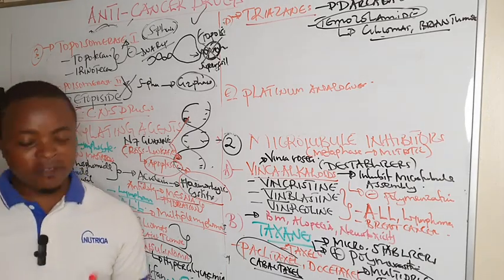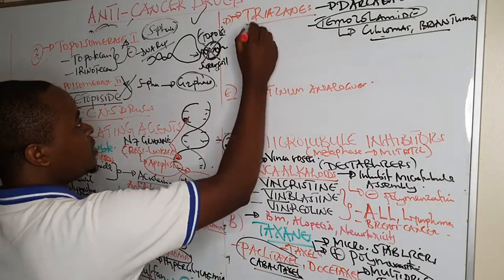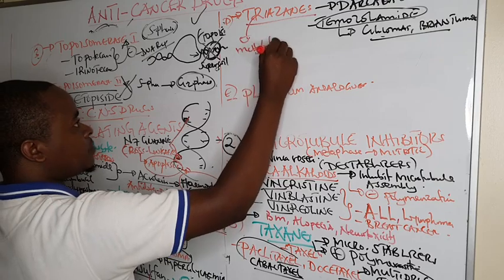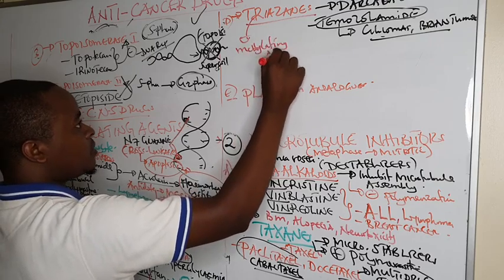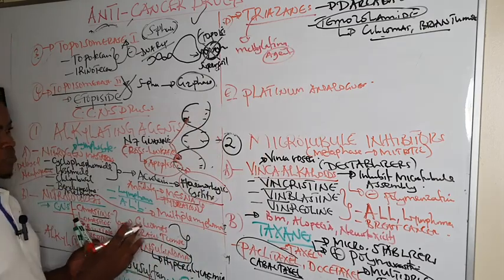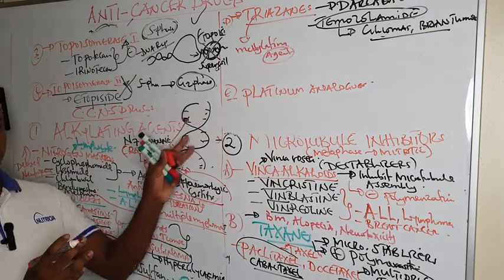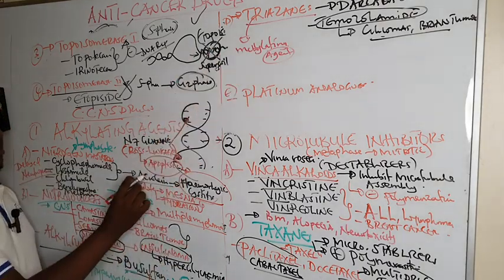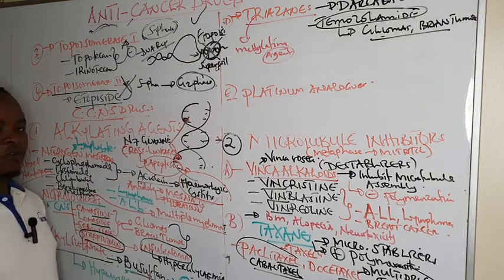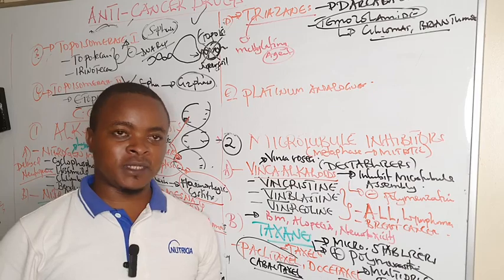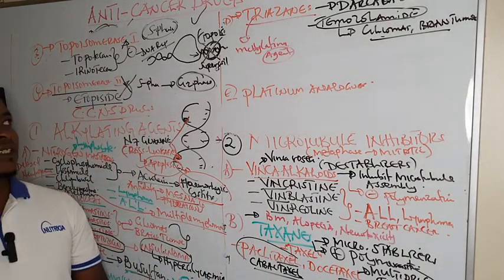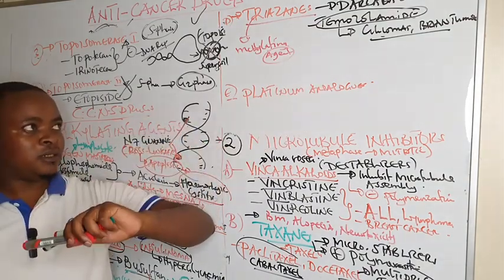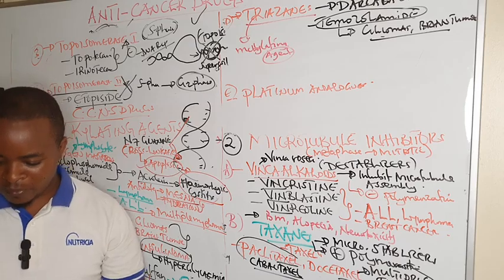So these triazenes act as methylating agents. They add the methyl group to the DNA. And when they add a methyl group, they cause cross-linkage at the same time, leading to removal of the DNA by apoptosis. That is triazenes, of which temozolomide is a peculiar example.